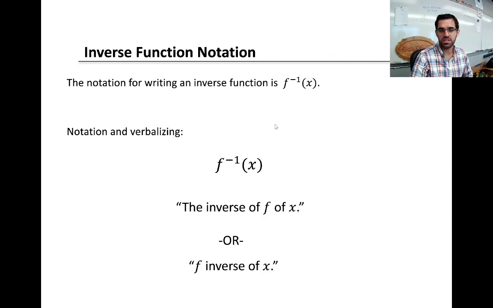Alright, so here's the notation we use when we write inverse functions. It looks like a letter with an exponent of -1. That is not an exponent. That just means the inverse function of f. So if f of x is a function f, f inverse of x will be the inverse function of f. Two ways we say it: the inverse of f of x, or f inverse of x. Two common ways to say that.